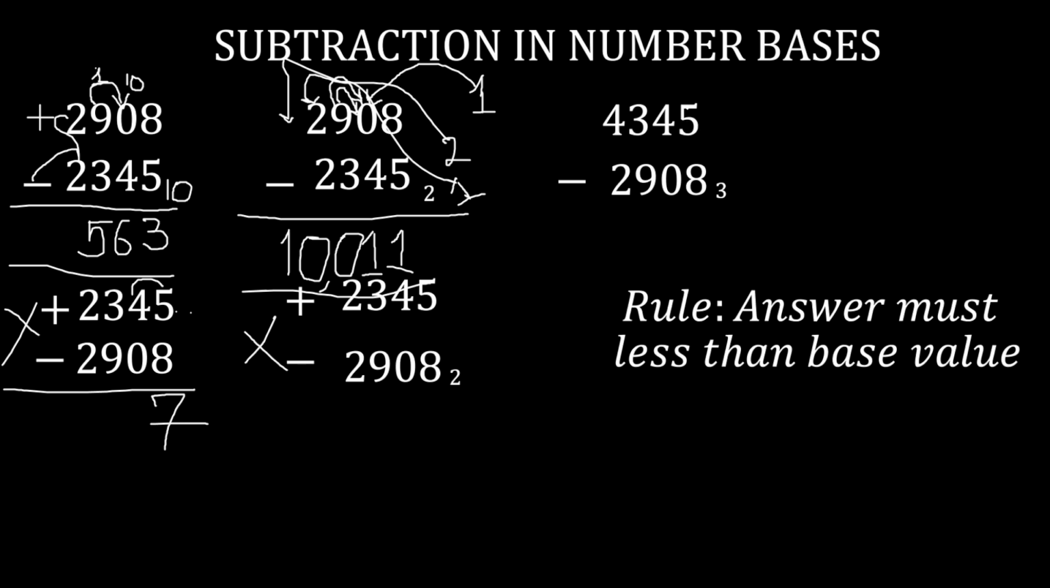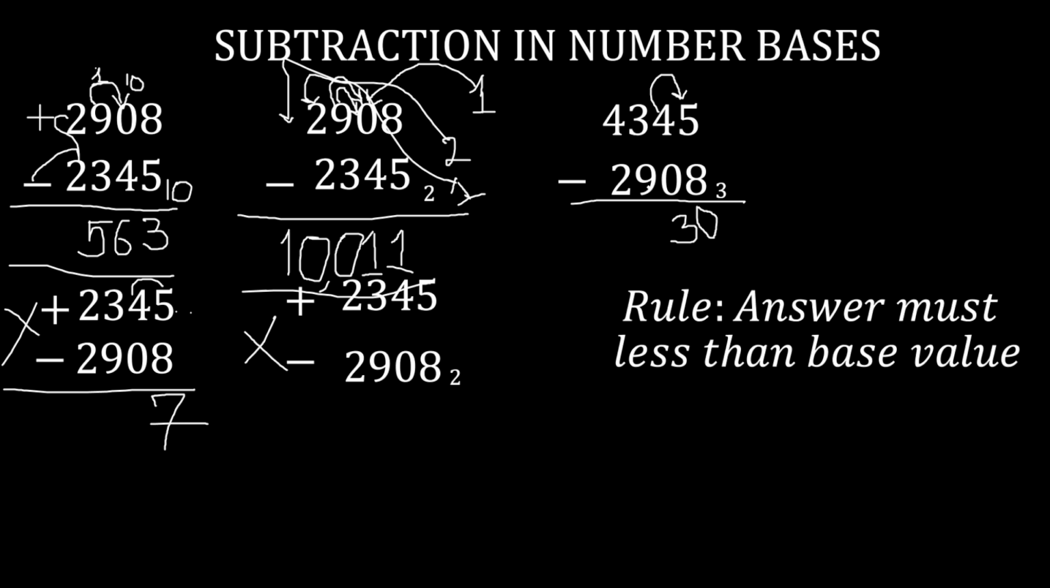Let us see. 5 minus 8. Impossible. We borrow 1 from this place. That one that we borrow, what value is it? It is 3. We add it to this 5, making 8. So 8 minus 8, that is 0. So this one remains 3 minus 0, that is 3. So here now, we are having 3.